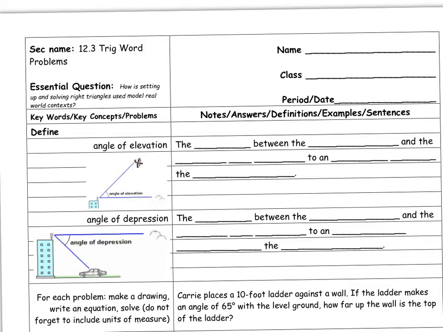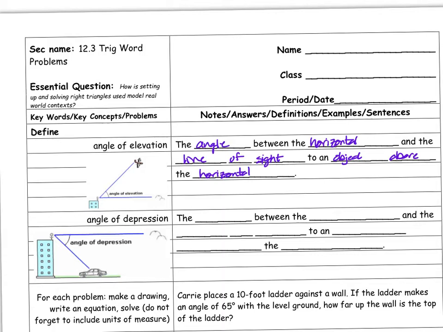But here we go. A couple definitions. We're going to define the angle of elevation. It's the angle between the horizontal and the line of sight to an object above the horizontal.